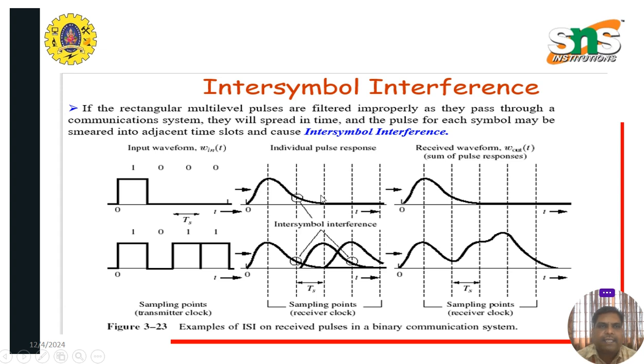Intersymbol interference: if the rectangular multi-level pulses are filtered improperly as they pass through a communication system, they will spread in time, and the pulse for each symbol may be smeared into an adjacent time slot and cause intersymbol interference. If you see the figure, the input waveform is 100. Because of the individual pulse waveforms, they will cross and mix with the others. If you see the next figure, 1011, since it is not properly sampled, they mix with the others. So instead of coming to 0, the signals also appear. Because of this ISI, we cannot get the output in the proper manner.